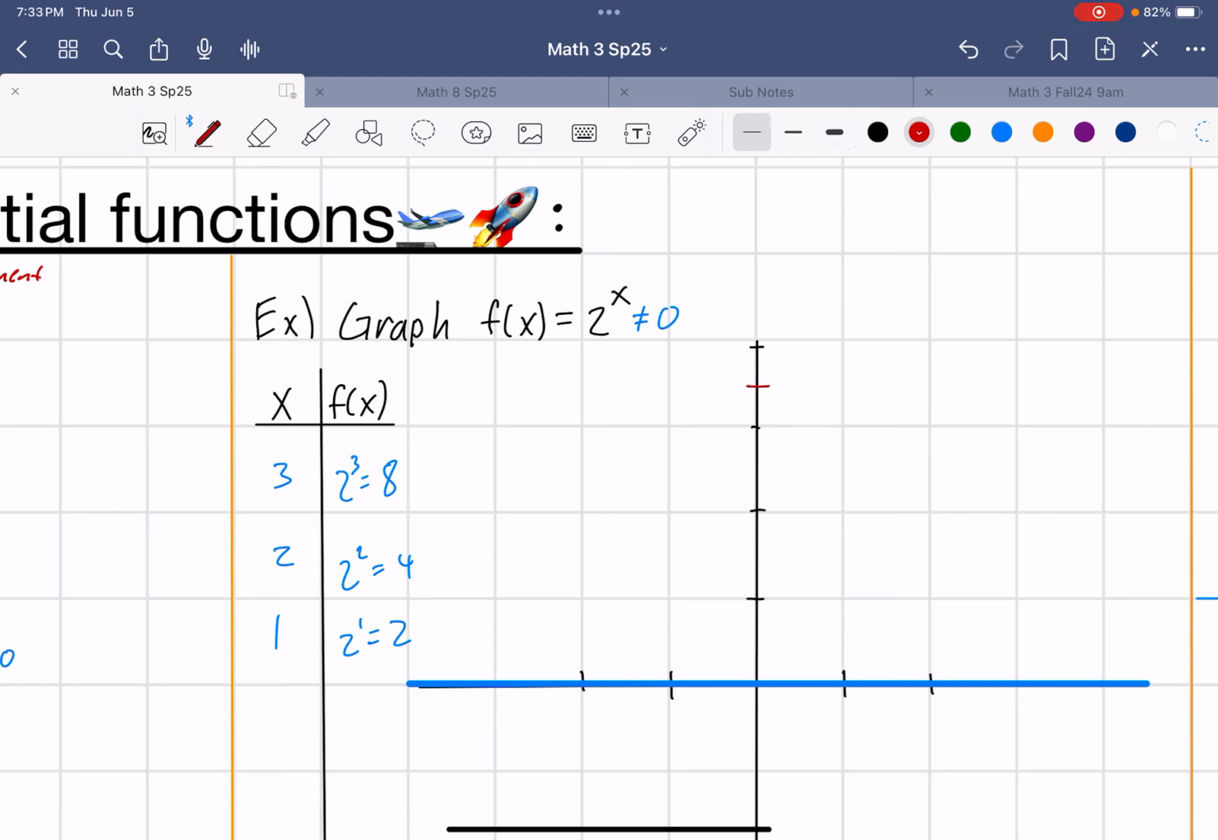To make it fit, I'm not going to make it a perfect even scale. But at 3, we're getting 8, so I'm going to put that up here. At 2, we're getting 4. So let me label 1, 2, 3, 4, 5, 6, 7, 8. And this is 1, 2, 3. At 1, we're getting 2. Now, remember we just said anything to the power of 0 is 1. So at 0, we're getting 1.